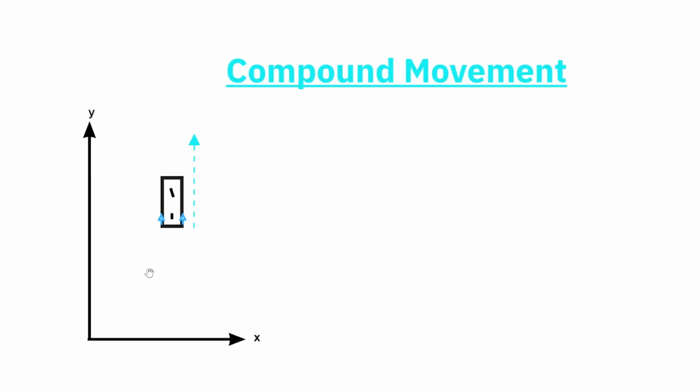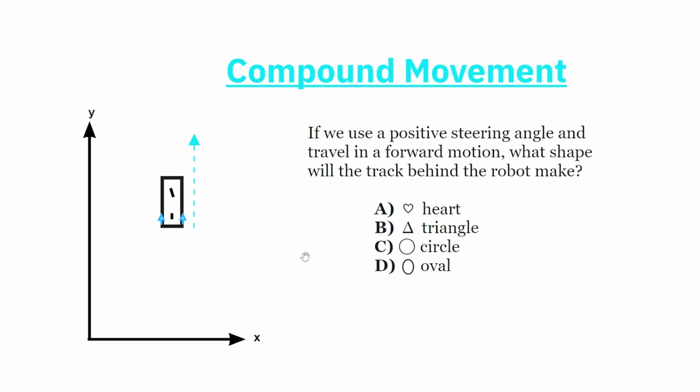What happens when we engage both controls in the bicycle model, the steering angle and the forward movement? If the robot uses a positive steering angle, like the one shown here, and travels in a forward motion, what shape will be generated by the track left behind? Although we all love robots, the answer is not a heart, unfortunately. The correct answer is a circle.